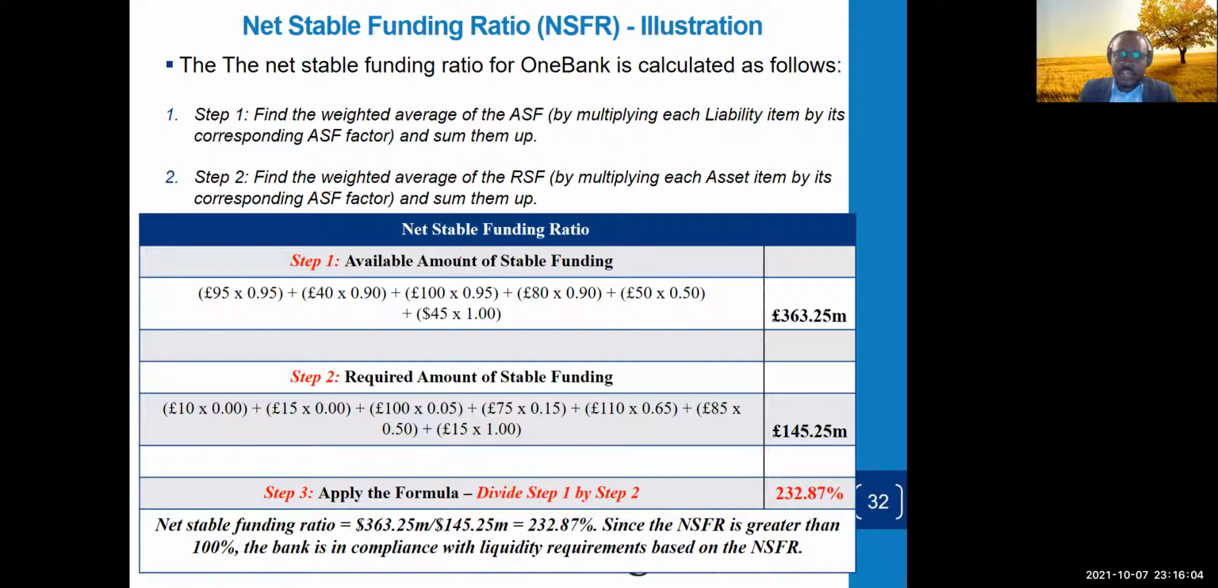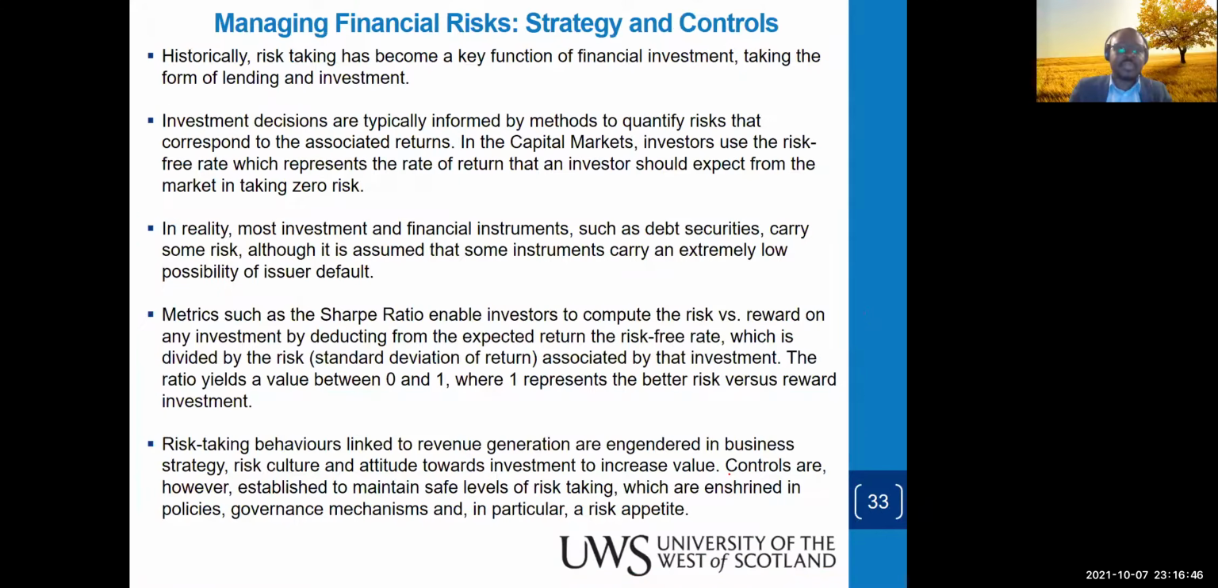So step one, available amount of funding, you multiply each and sum them and we get this. Then step two, for the required amount of funding, use the weights for everything, then sum them. Here there's no haircut, nothing, just weighted averages we are looking for. Then we divide the available over the required, and we get in percentage terms 232. Compared to 100%, if it exceeds 100%, then we can say that the bank is in compliance with the liquidity requirement based on the NSFR over a time period of what? 1 year horizon minimum.